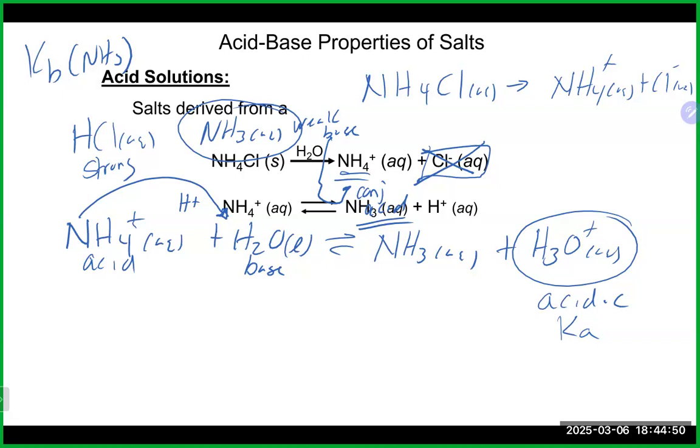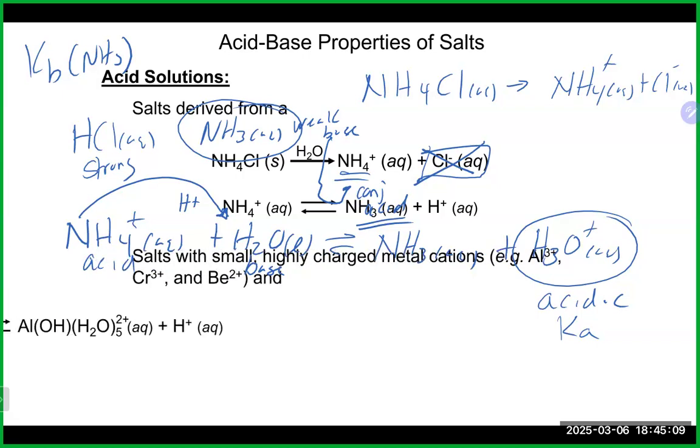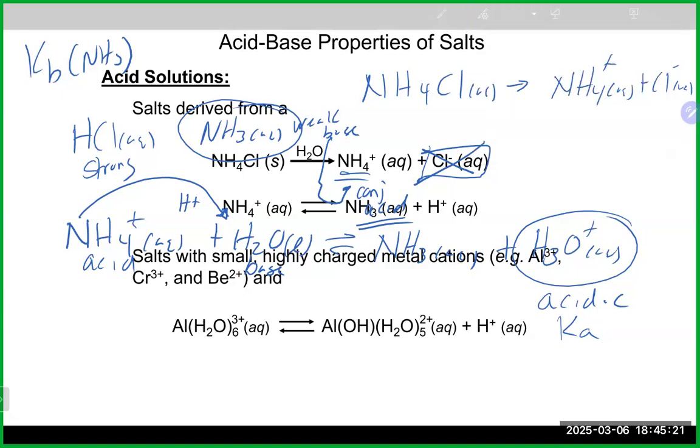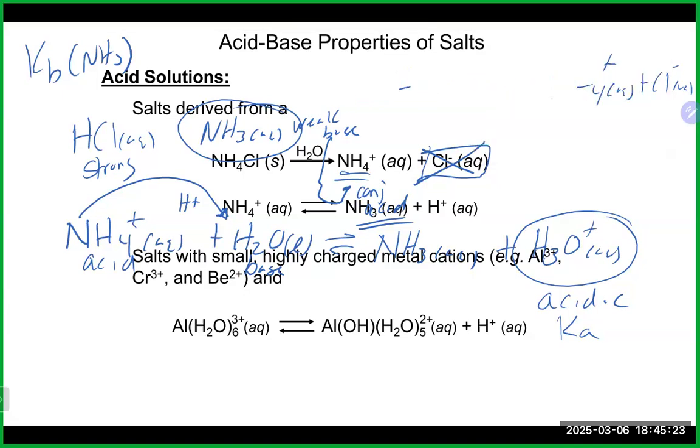There is another way that sometimes we can get an acidic salt, and it involves metals that have a high positive charge. A lot of times it involves transition metals that have a high positive charge. I'm just going to go with my friend aluminum, maybe. So if we have aluminum with 6 waters around it, that is essentially aluminum in the aqueous solution.